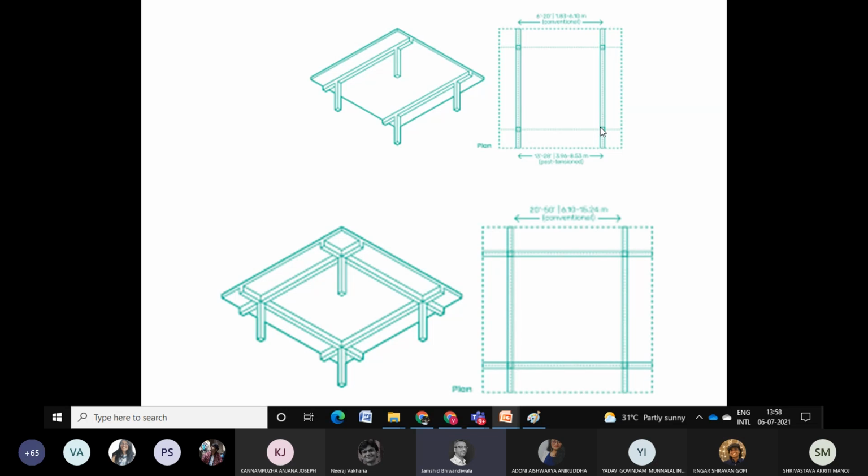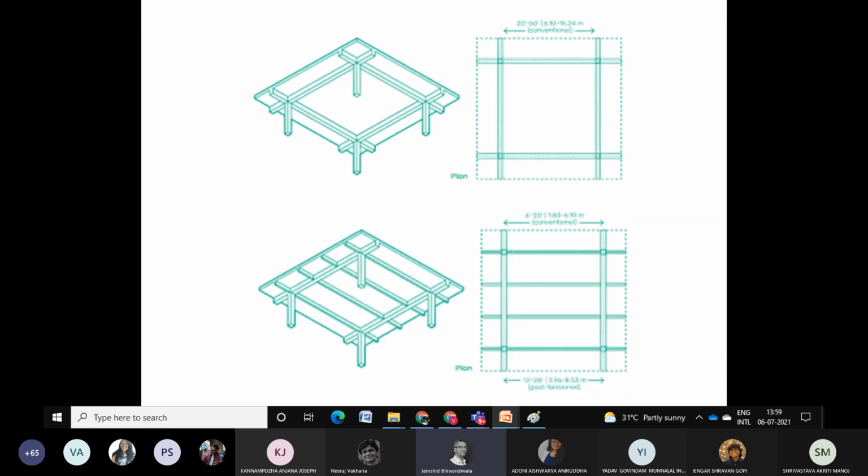Here you have bars only in the shorter direction. The bars in the longer direction are called distribution bars. Yeah, and the load transfer takes place only in one direction, and beams only in the longer direction, thereby connecting the two columns.